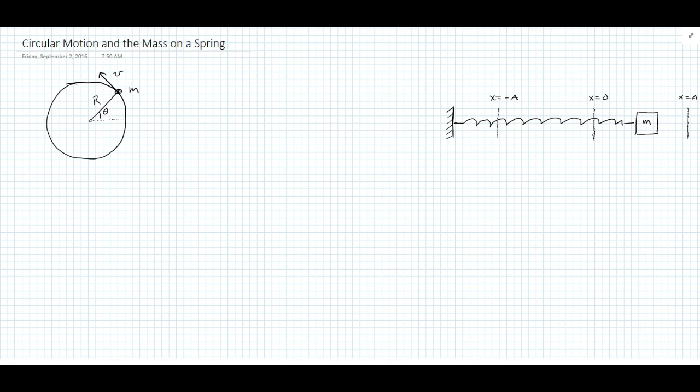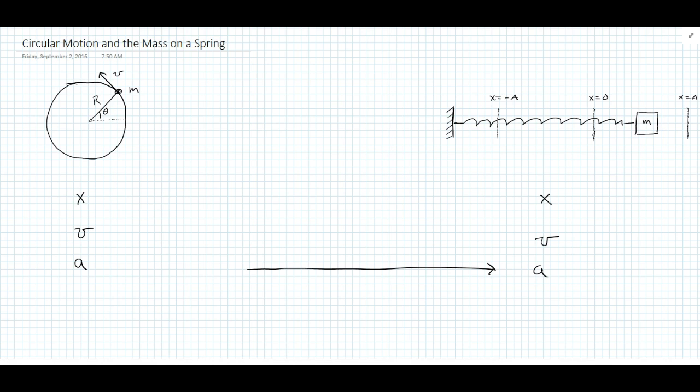And we're going to do this by constructing the square of similarity. Essentially what we're going to do is use what we know about uniform circular motion to get the x component of the mass's position, velocity, and acceleration, and then show that those have to be similar to, or will be the same as, the acceleration, velocity, and position of the mass on a spring. So let's do that. Alright, so first let's look at the uniform circular motion.